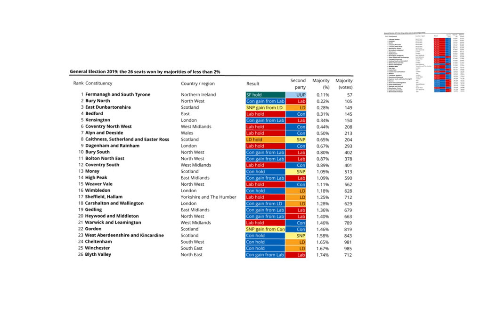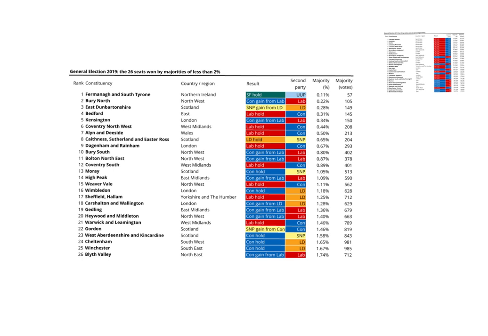Now, the closest result in all of the United Kingdom is in Fermanagh and South Tyrone in Northern Ireland, where Sinn Féin kept the seat and the Ulster Unionists came second. That result was 57 votes in it. If 58 people had not voted Sinn Féin and had either not voted or voted for somebody else, the Ulster Unionists would have been in power.